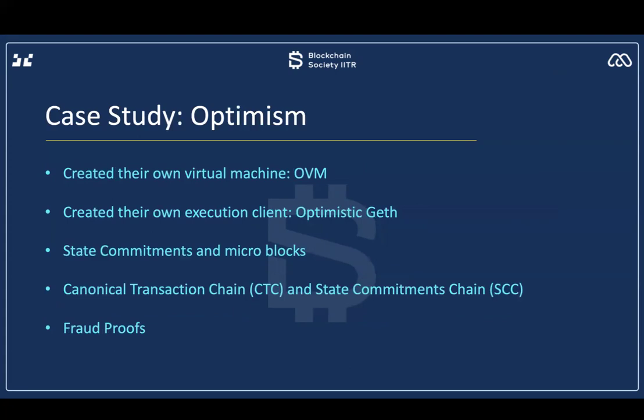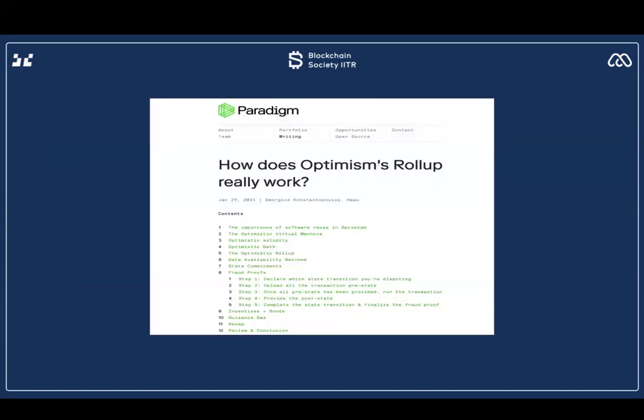So this is what they've done. They've created their own virtual machine, the OVM, the optimistic virtual machine. They have created their own execution client called optimistic geth, and then they use something called state commitments and microblocks to basically generate intermediate state commitments. Whenever you submit a transaction, it goes on to something called the canonical transaction chain, and an intermediate state is generated on the state commitments chain. Then you can use all of these components to generate fraud proofs and verify if a transaction is correct or not. So let's get into it.